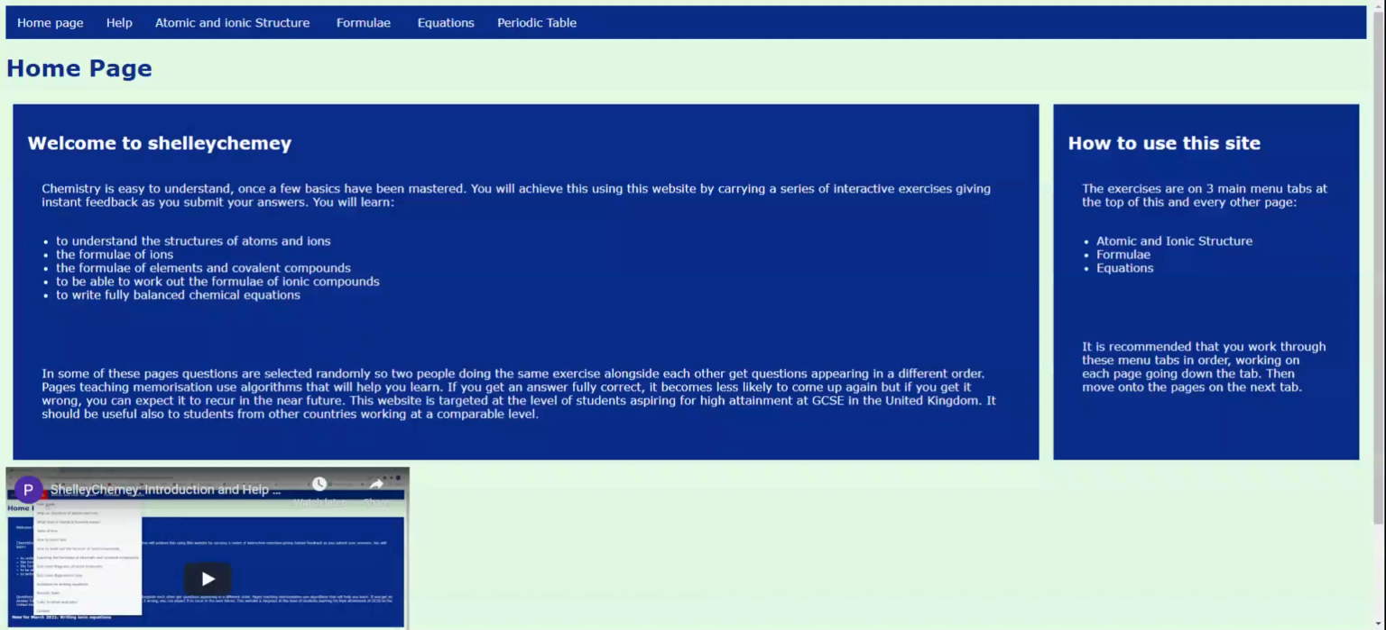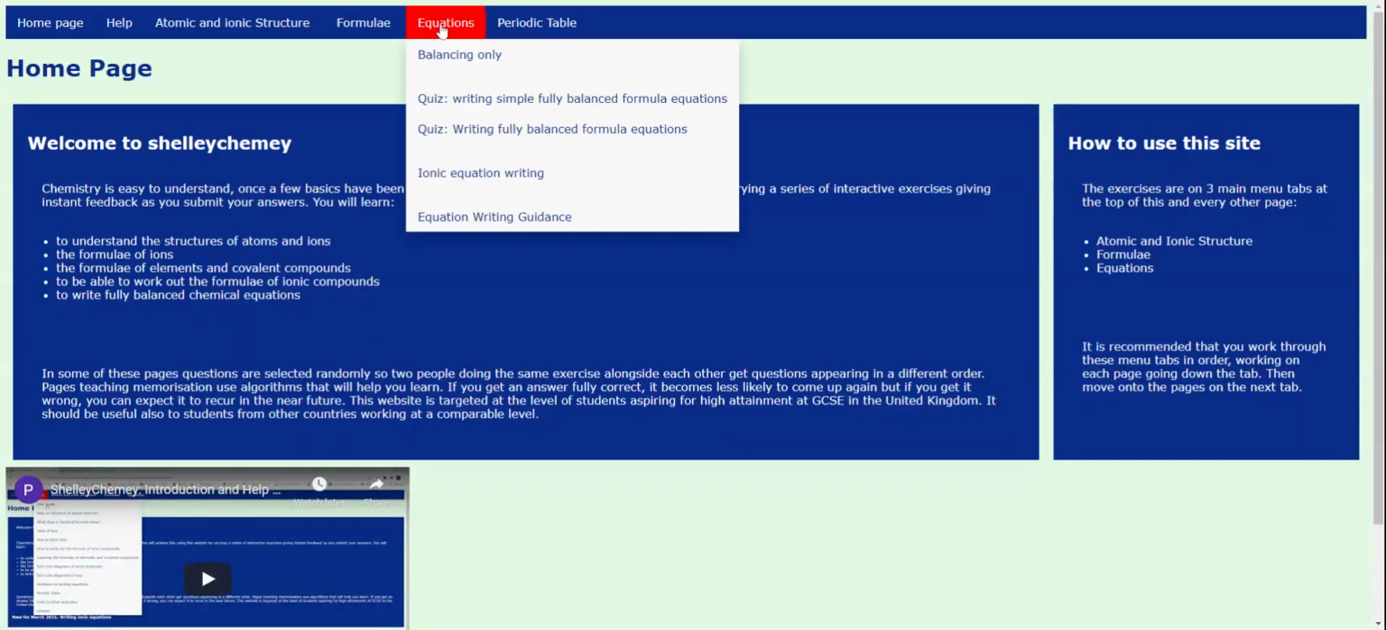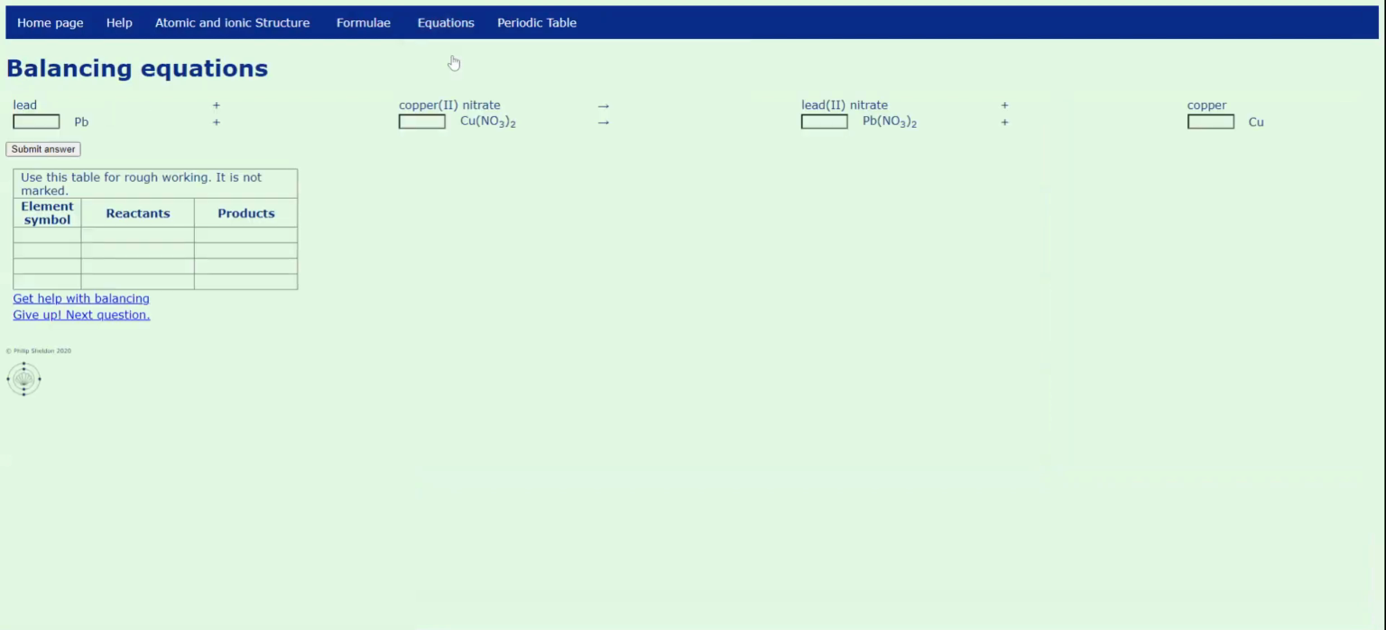We're now going to look at the Equations tab. This is the 5th tab along, Equations, and let's start with just balancing only. In this, you will be given the correct formulae, and you just have to balance the equation by putting numbers in for what we call these coefficients. So you put the numbers in to balance the equation.